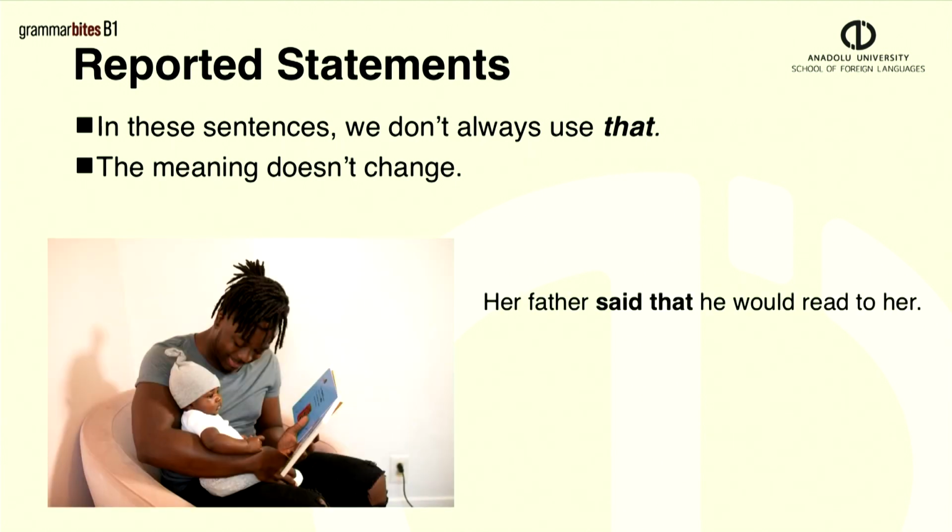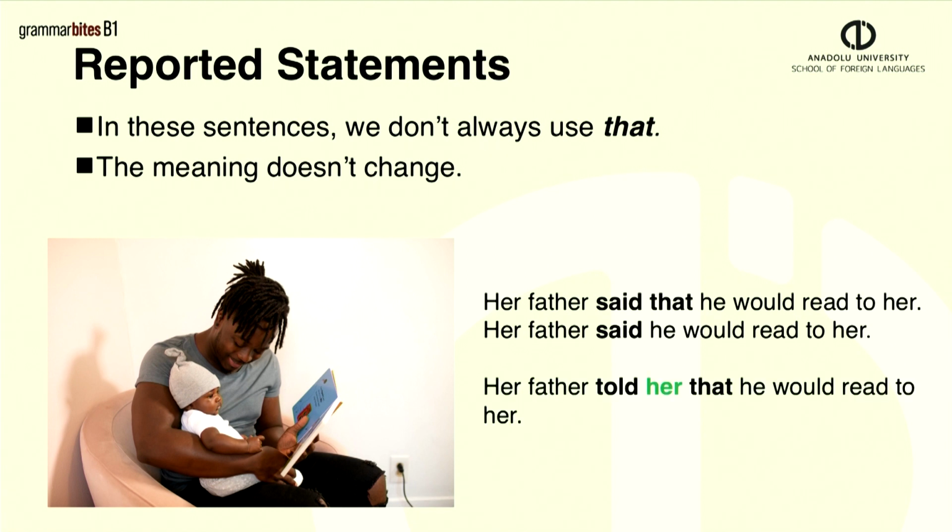Her father said that he would read to her. Her father said he would read to her. These sentences have the same meaning. Her father told her that he would read to her. Her father told her he would read to her. Again, these two sentences have the same meaning.